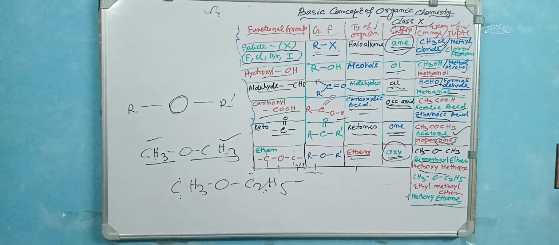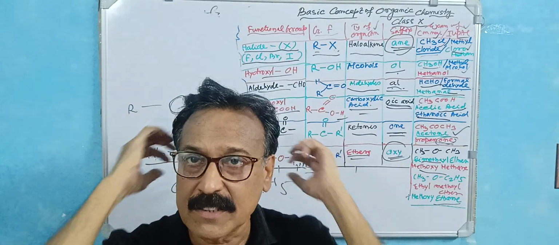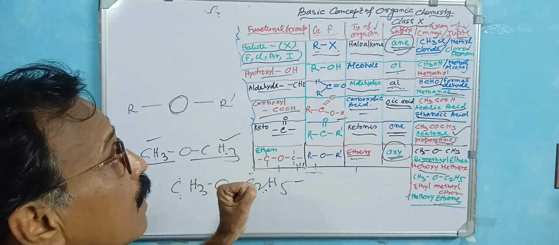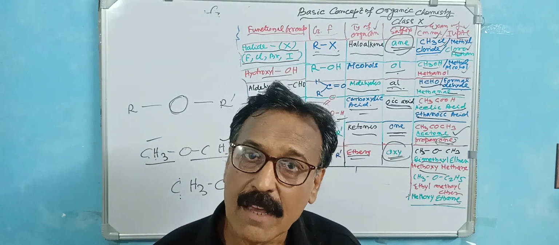So that is for today. That is for the functional group. This is the basic concept of organic chemistry, up to the complete. Now we start next day the IUPAC naming. Okay. So this is for today.